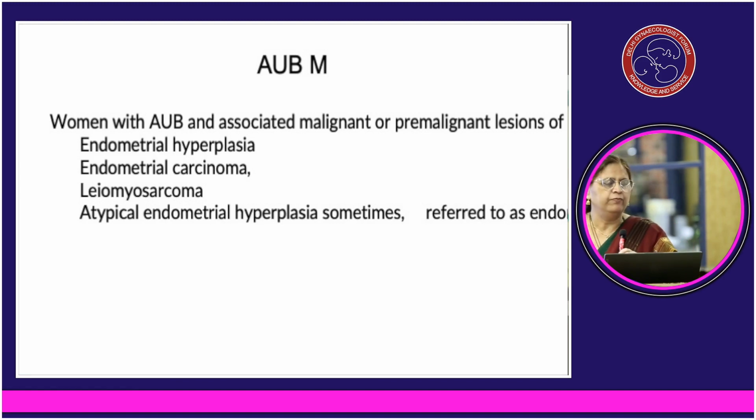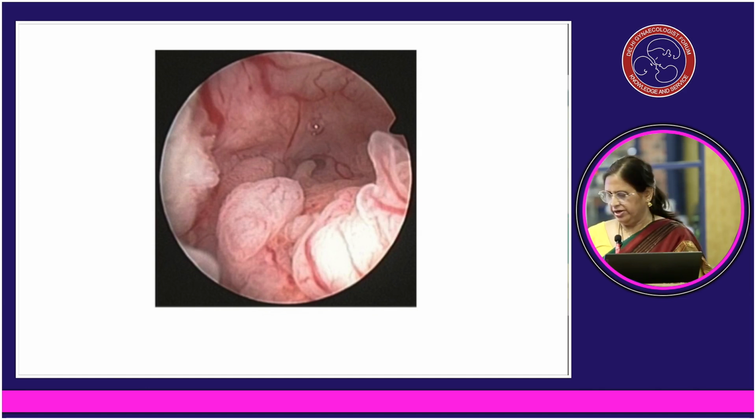Now AUB-M. Women with AUB and associated malignant or premalignant lesions may have endometrial hyperplasia, endometrial carcinoma, leiomyosarcoma, or atypical endometrial hyperplasia. Sometimes we refer to it as an endometrial intraepithelial lesion, just as we say CIN, endometrial intraepithelial lesion. These are the hysteroscopic findings of endometrial hyperplasia.